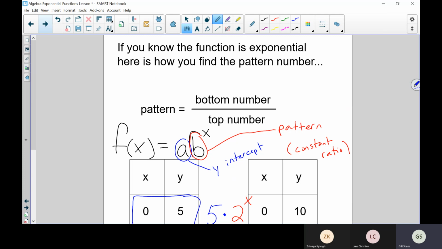All right, so here's the next thing you need to know how to do. Now let's say I give you something, I say this is an exponential function. So I tell you it's an exponential function, and I say I want you to write the equation for that exponential function.